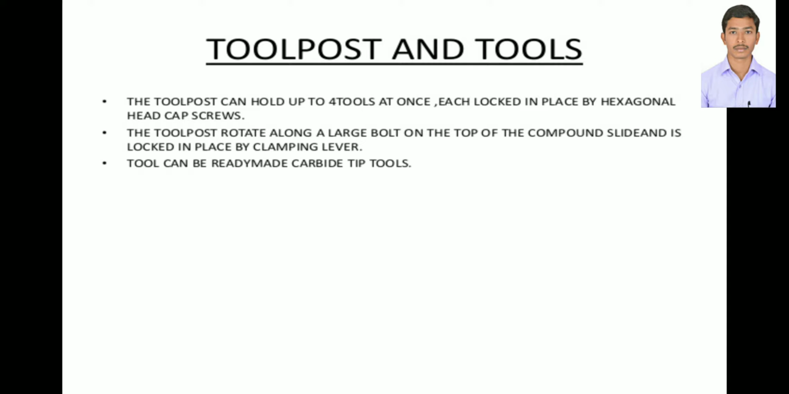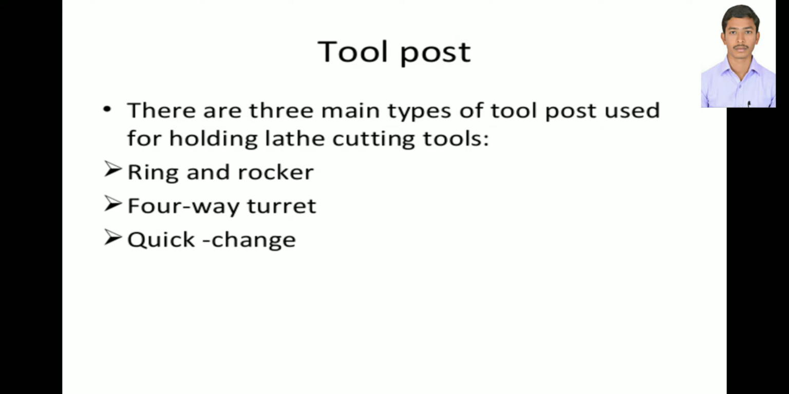The tool post rotates along a large bolt on the top of the compound slide and is locked in place by a clamping lever, and the tool can be a ready-made carbide tip tool. So you can see there are 3 main types of tool post used in holding lathe cutting tools: ring and rocker, 4-way turret, and quick change. So these are the 3 different types of tool post.